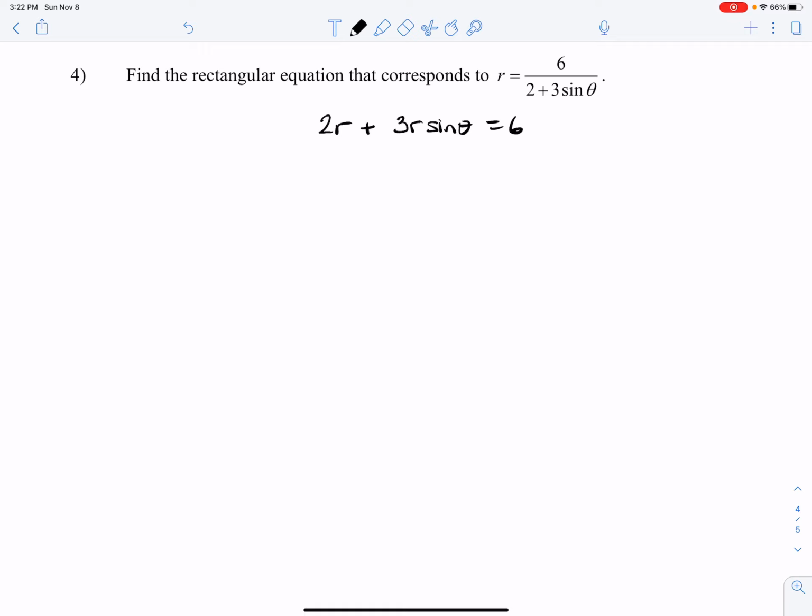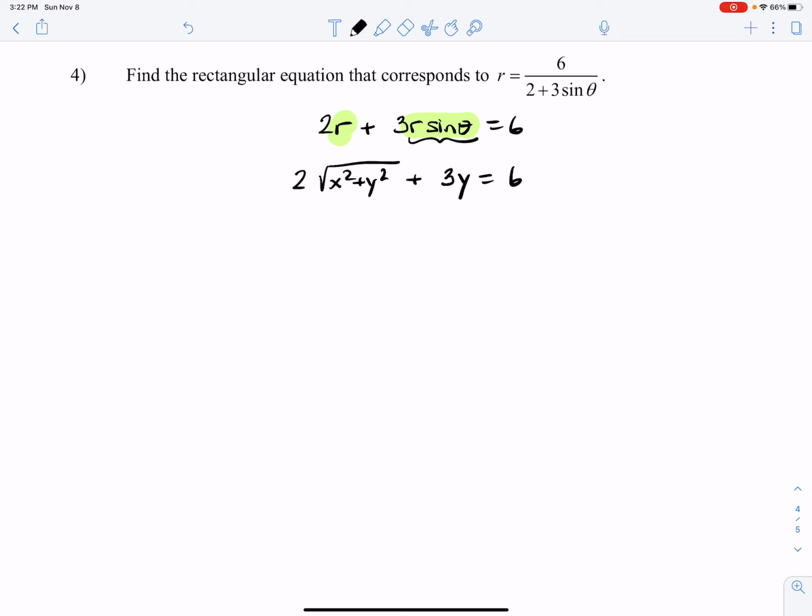Well, okay, so this is a little bit awkward because this is already set up the way I want it, but that's going to be a little strange. Here's what I'm going to do. I'm going to make the substitutions as I know them right now. So r is the square root of x squared plus y squared. R sine theta is just y.